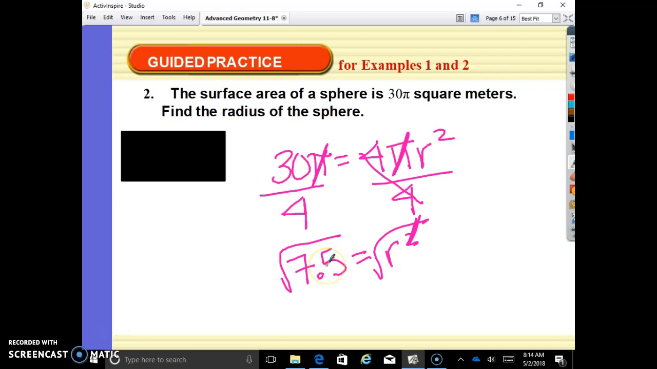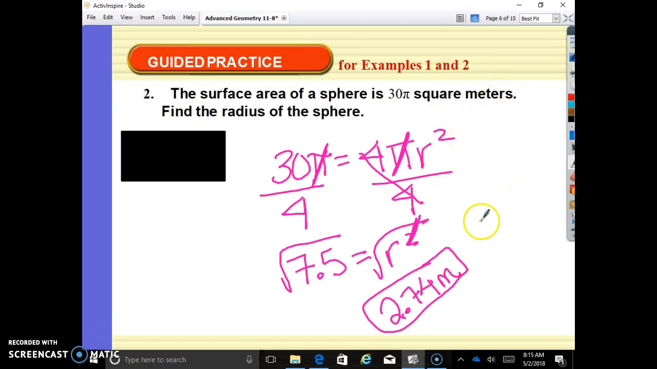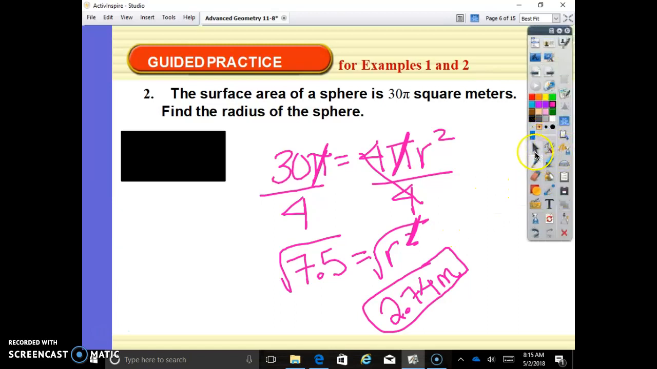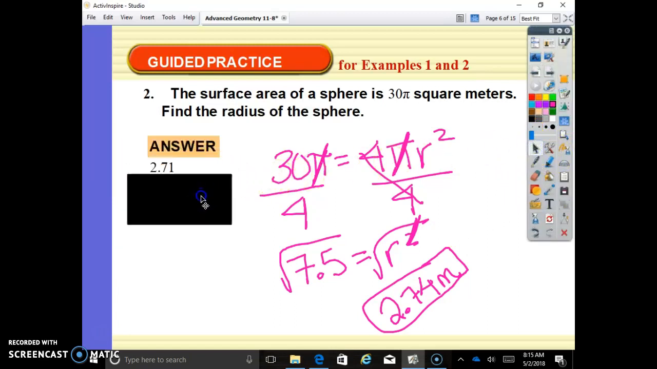So if this was on a non-calculator portion, they would probably just leave it like that. Otherwise, the square root of 7.5, you're going to get that the radius is 2.74, and this was in meters. It is not meters squared because squared is the area. When you're just talking about that measurement, that is a one-dimensional measurement. It is just meters. 2.74 meters.